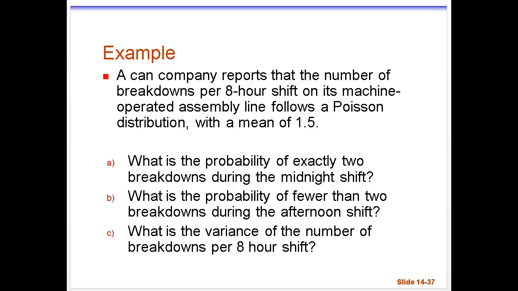Poisson distributions and binomial distributions are both fairly similar, the big difference being that with a Poisson distribution you're generally only given the mean value. So let's have a look at this problem right here.